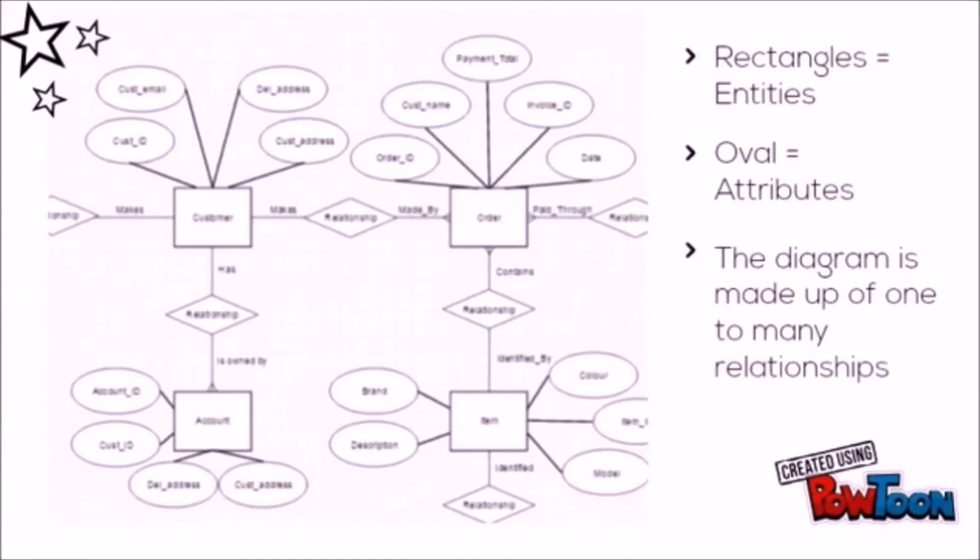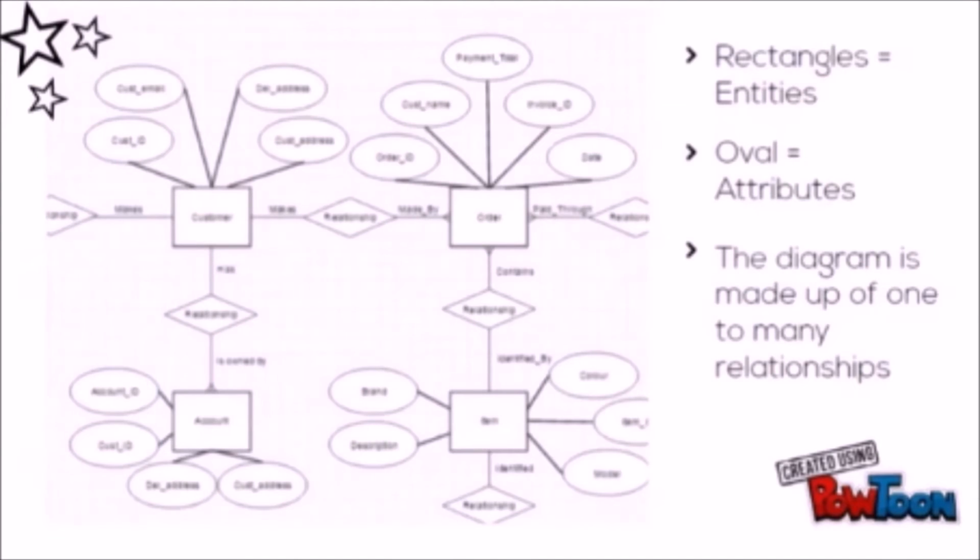Firstly, we can see the three different shapes on the ER diagram. The square represents the entities of the database, such as customer, which contains attributes. The oval represents the attributes, which contain the raw information of the database. And the rhombus shows us the relationship between two tables.